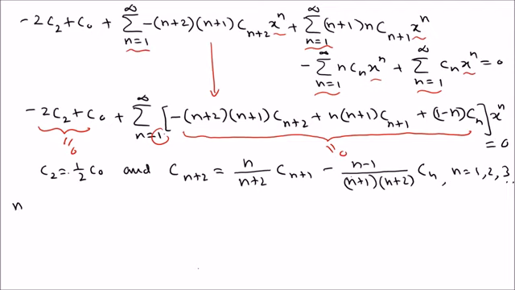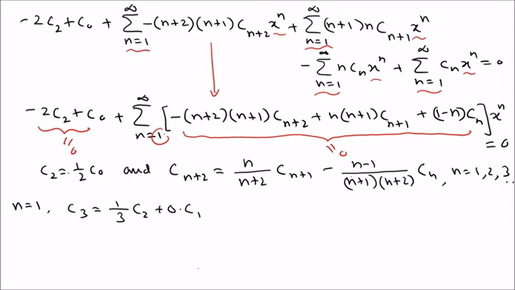We can start with the first indexing value, n equal 1. If you plug in n equal 1, you're going to get c3. So with n equal 1, you get 1 over n plus 2, that means 3, times c_{n+1}, that means c2, minus. If you apply n equal 1, n minus 1 becomes 0, so you get 0 times c1. That means c1 disappears.